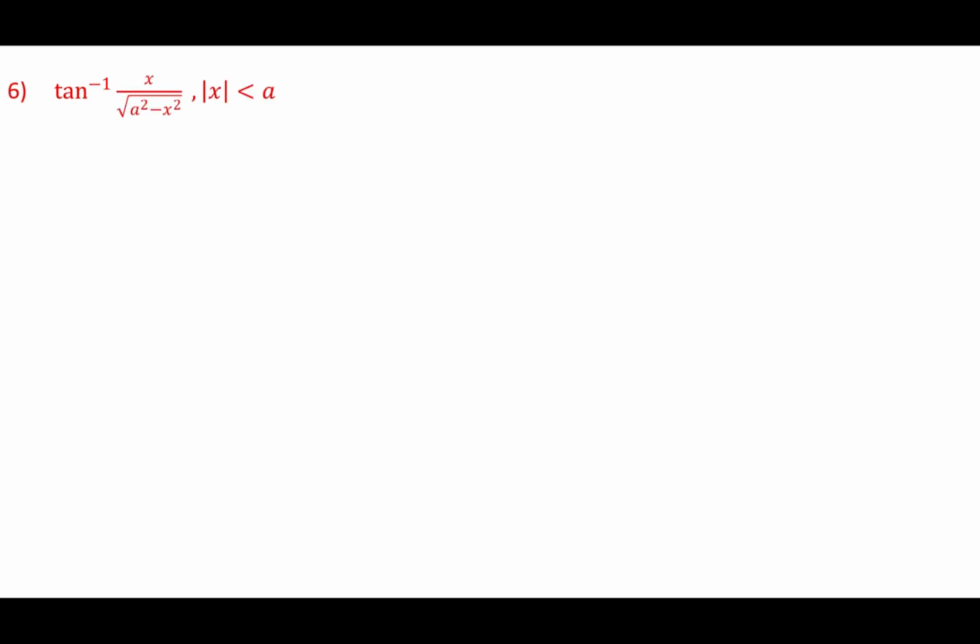Question 6. Tan inverse of x over the square root of a square minus x square. Now again, you have to rewrite this in such a form that tan inverse and tan will get cancelled. At first, put x is equal to a sine theta.